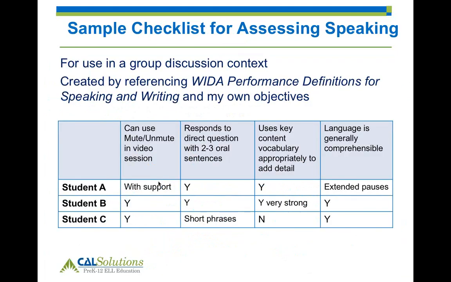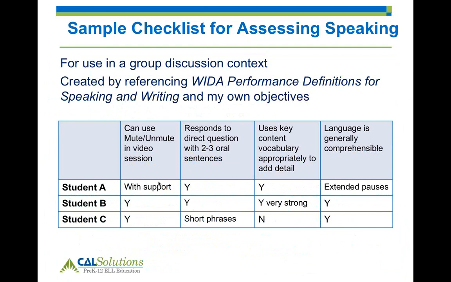So this is a sample checklist for assessing speaking that I would use in a group discussion context. And we created this by referencing the WIDA performance definitions for speaking and writing, as well as our own objectives, but you could use any proficiency framework to develop something like this. So this is something that you could use that would give you some very simple diagnostic information about students' language development when you're structuring a group discussion. And you could let students know you're observing them, or you could just gather this information for your own instructional purposes. It would really depend on your goals.